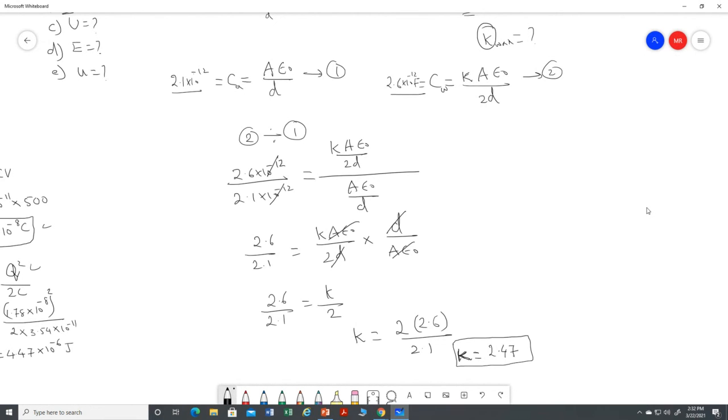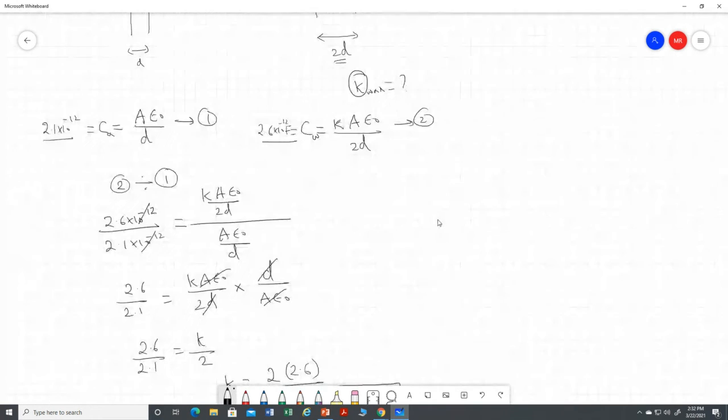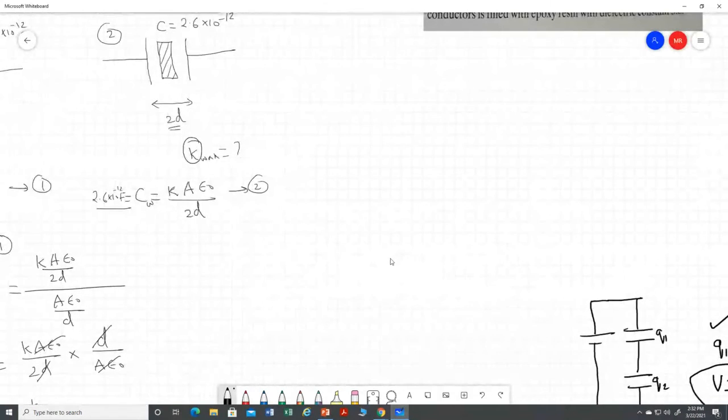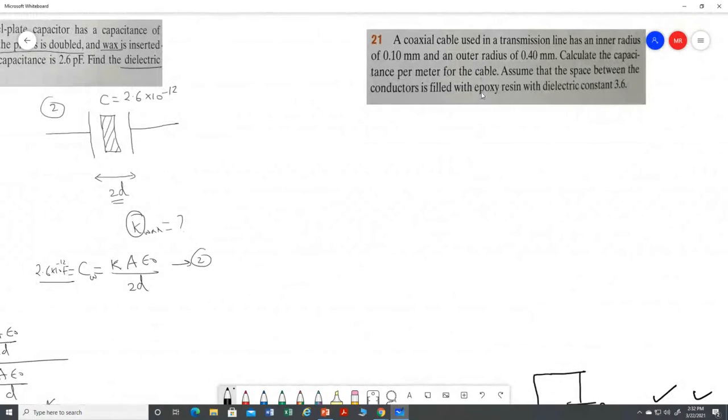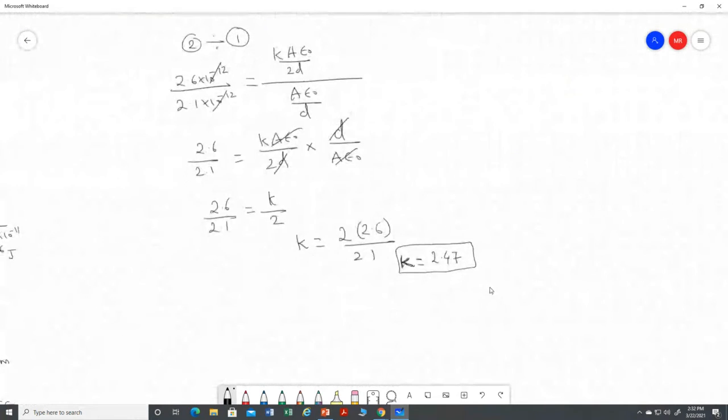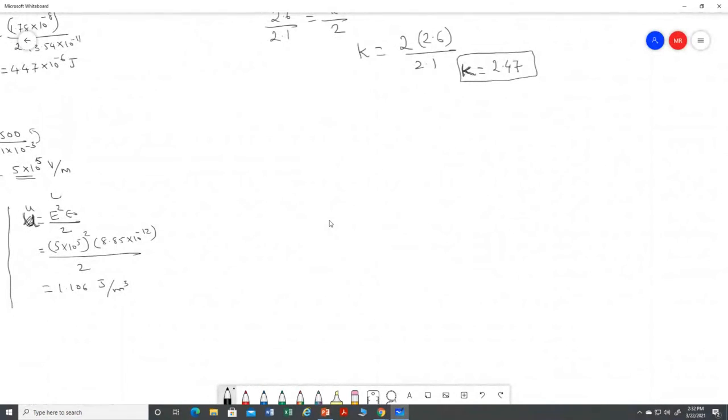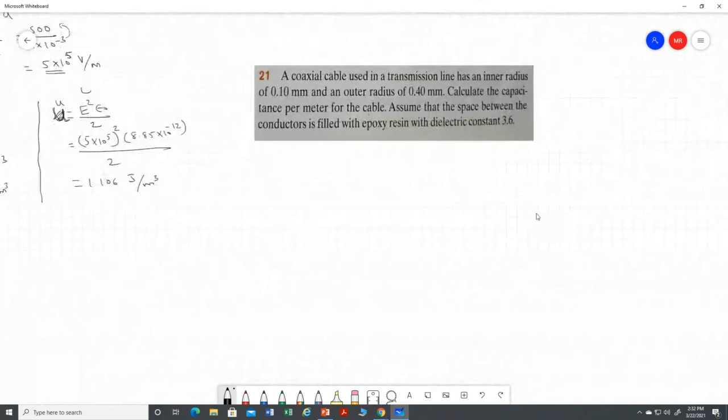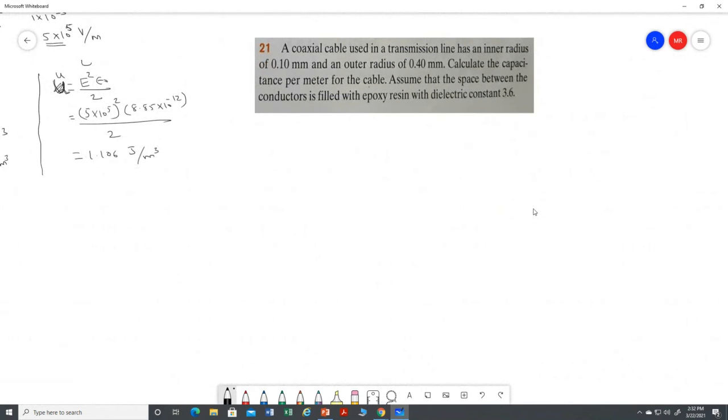Clear. Okay, that's great. Let's go for the third question. Read the question very carefully. What is given here? A coaxial cable used in the transmission line has an inner radius of 0.1 millimeter and an outer radius of 0.4 millimeter.